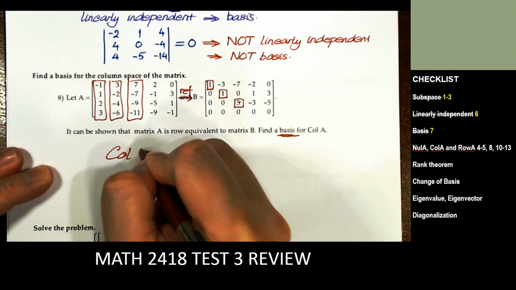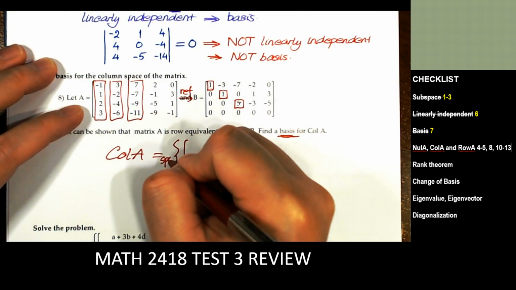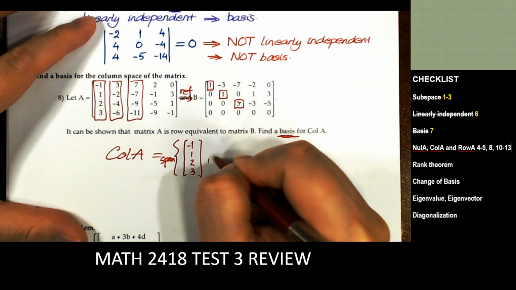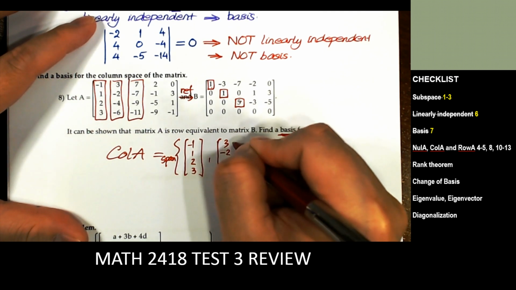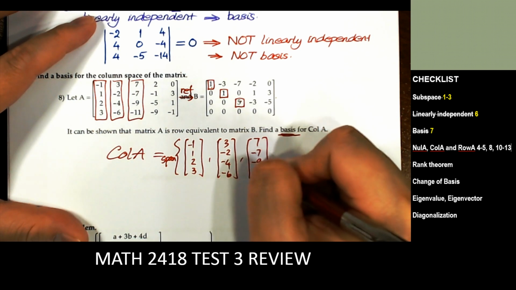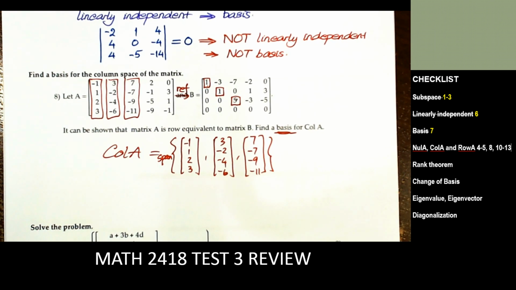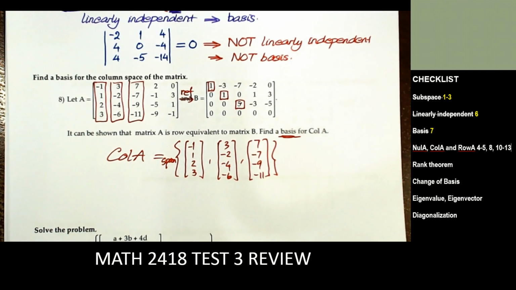So we can say the column space of A will be, I should say, the span of those 3 vectors. That is the column space. By the way, the row space will be those 3 rows. Right.